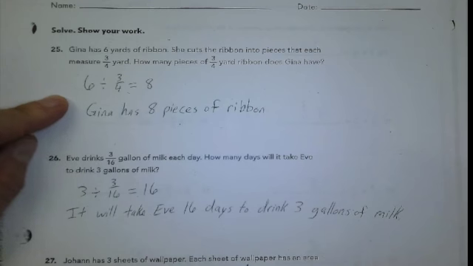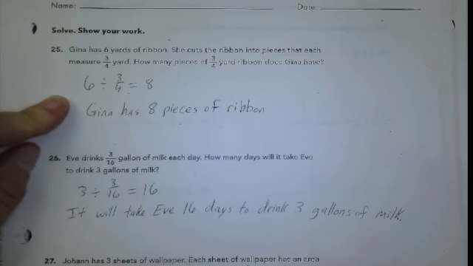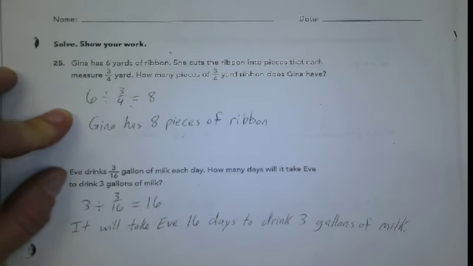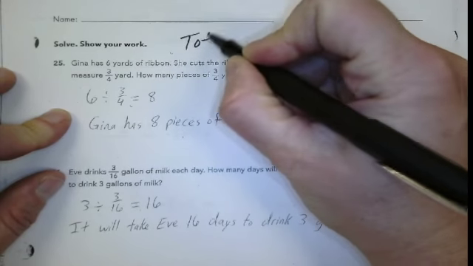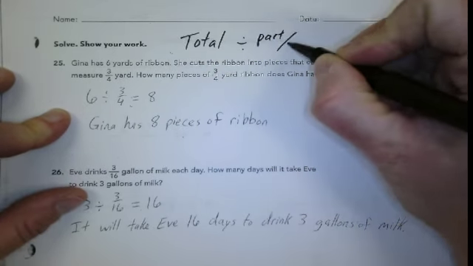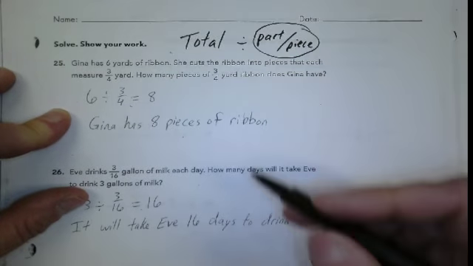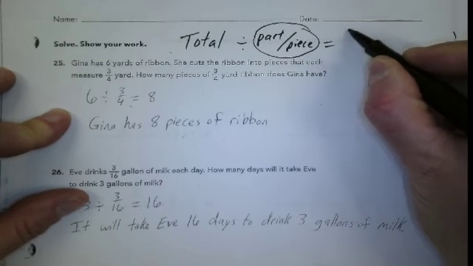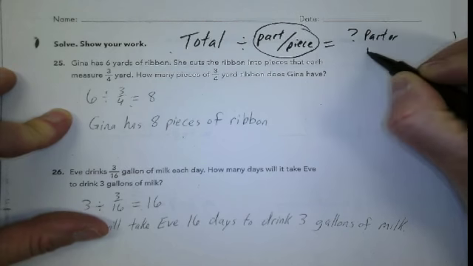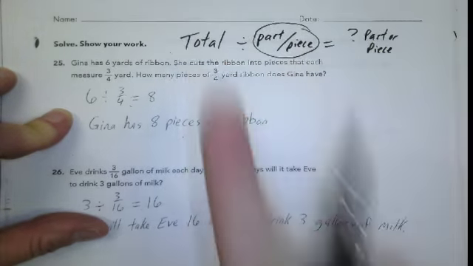I want to have a video here to go over this homework in case you struggled on story problems or needed some help. So remember, with story problems, you're always looking for a total, and you're going to divide it by a part or a piece, and then the question will always ask about the part or the piece. It's asking how many of those parts or pieces would be in the total.